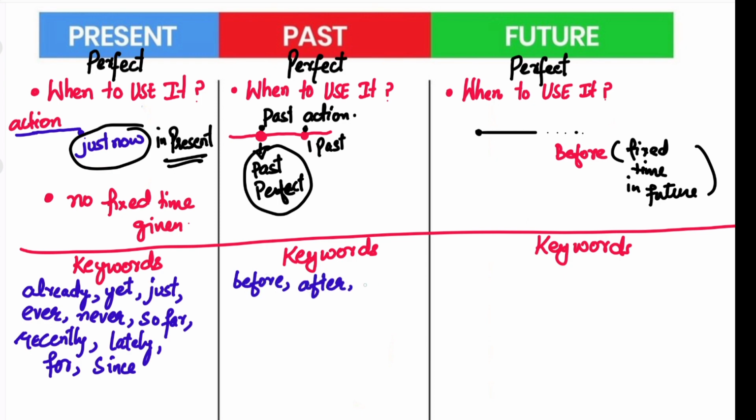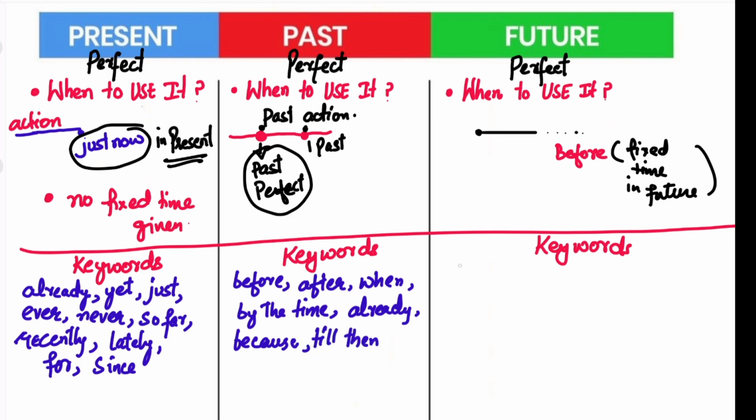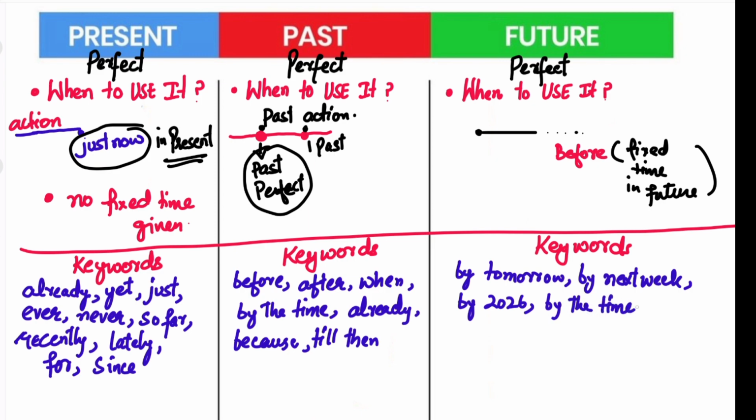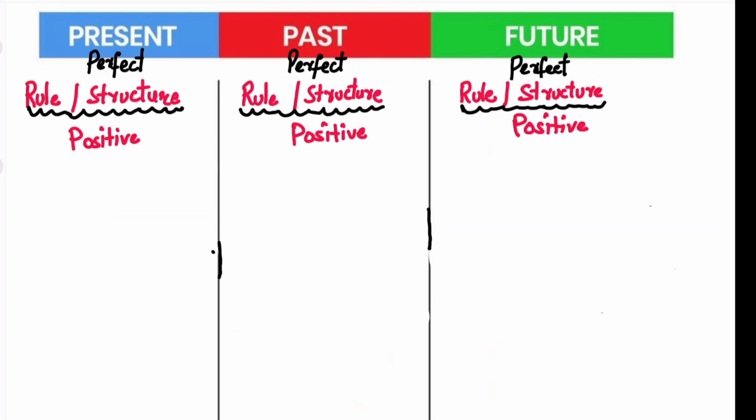Before, after, when, by the time, already, because, till, then. These are the keywords of past perfect tense. By tomorrow, by next week, by 2026, by the time, before, till then. These are the keywords you have to remember.